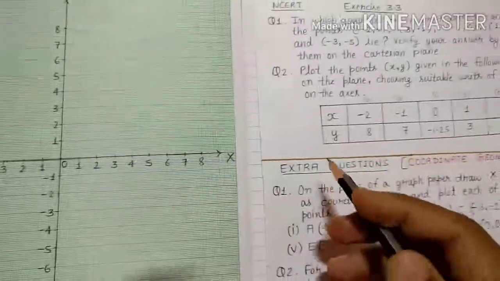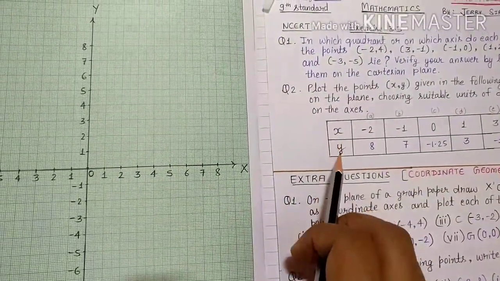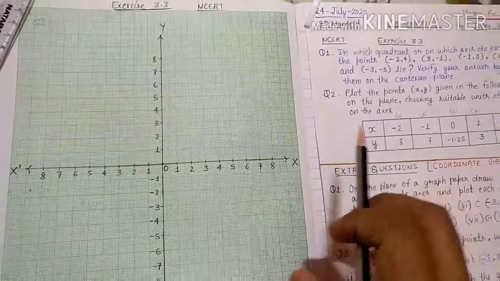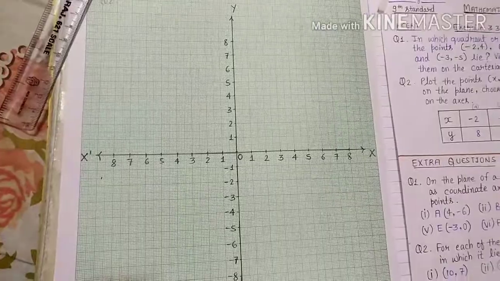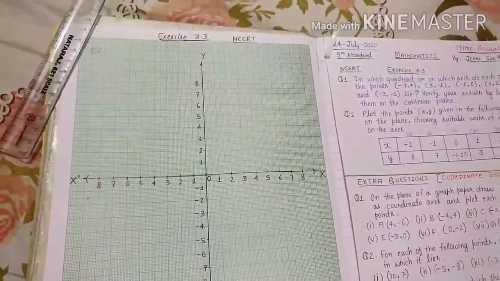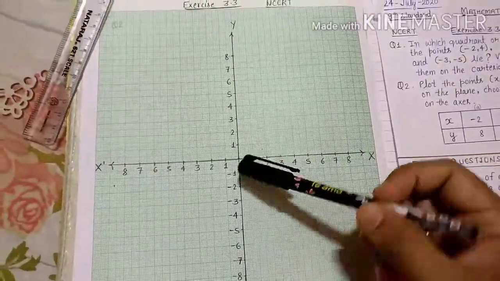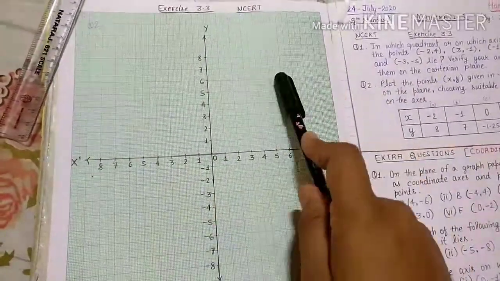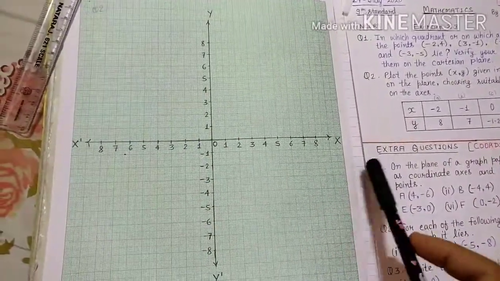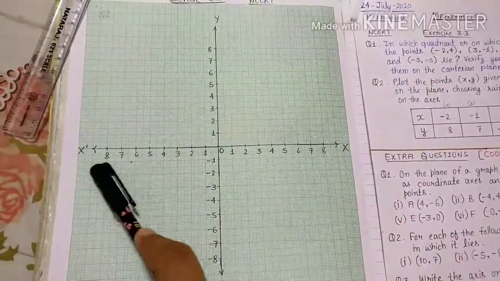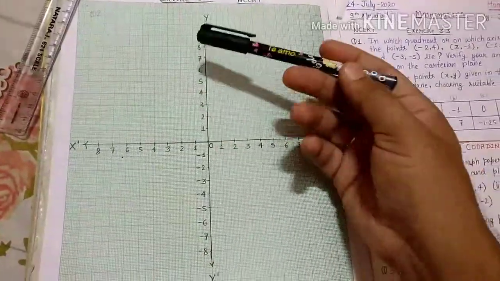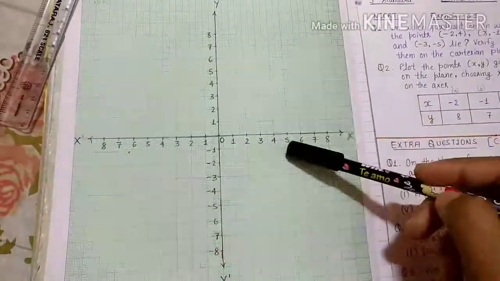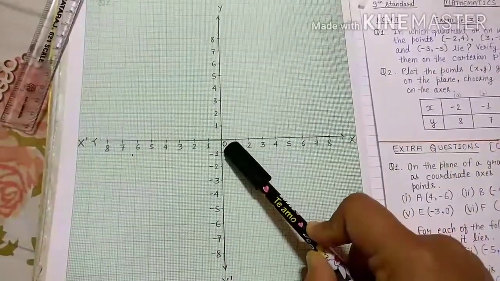The first part is (x, y) = (-2, 8). First of all, we will divide our graph into four quadrants with the help of two axes, like this. This is the graph paper, divided into quadrant 1, quadrant 2, quadrant 3, quadrant 4, with the help of X'OX, which is the horizontal line, and Y'OY, which is the vertical line, and these both lines intersect at the origin, O.